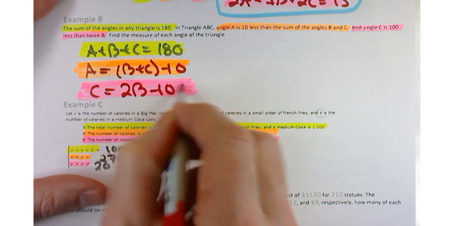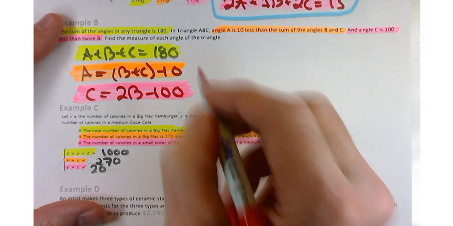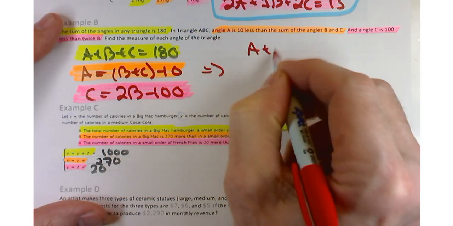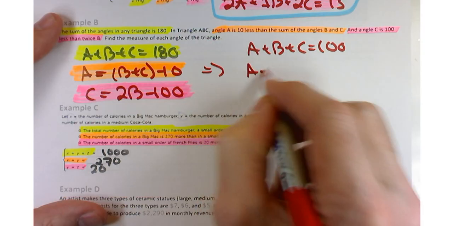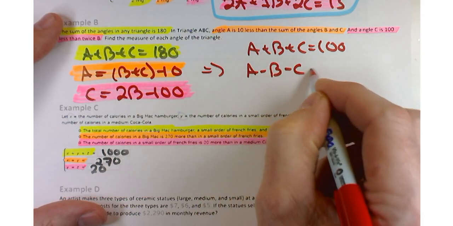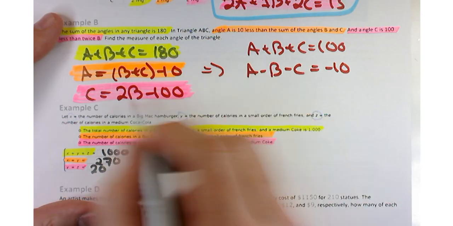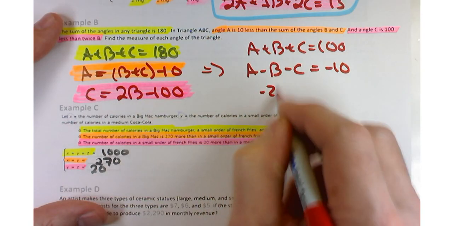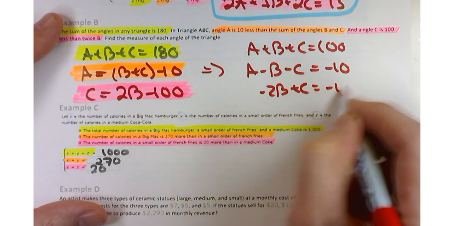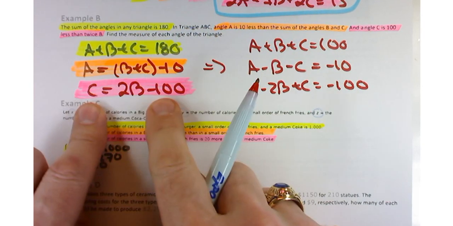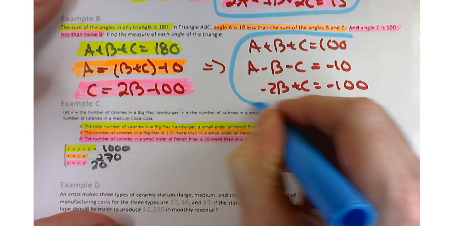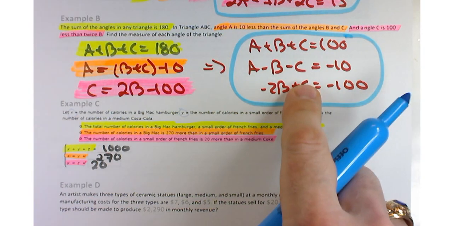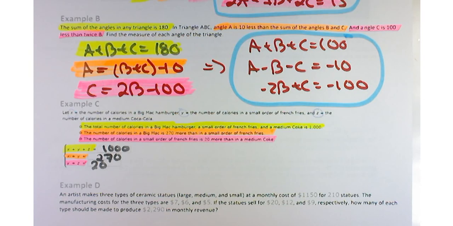Now, when it comes time to solve these things, you might want to rewrite it as A plus B plus C equals 100. And then I'll move this to the other side and have A minus B minus C equals negative 10. And moving that to the other side, I'll have negative 2B plus C equals negative 100. Now, I will accept this; this is fine, but just giving you an FYI. When we start solving these things with some of the techniques we're going to use in the next section, it's helpful to have it in this form.